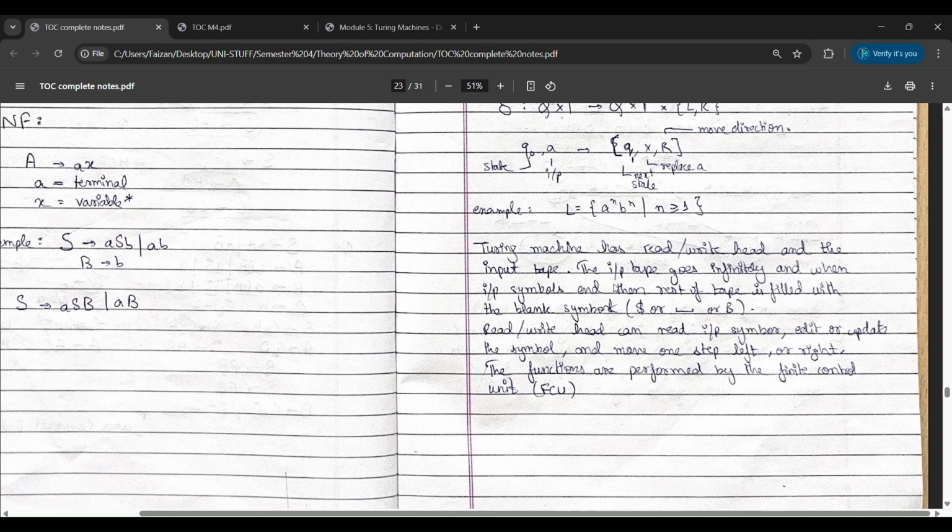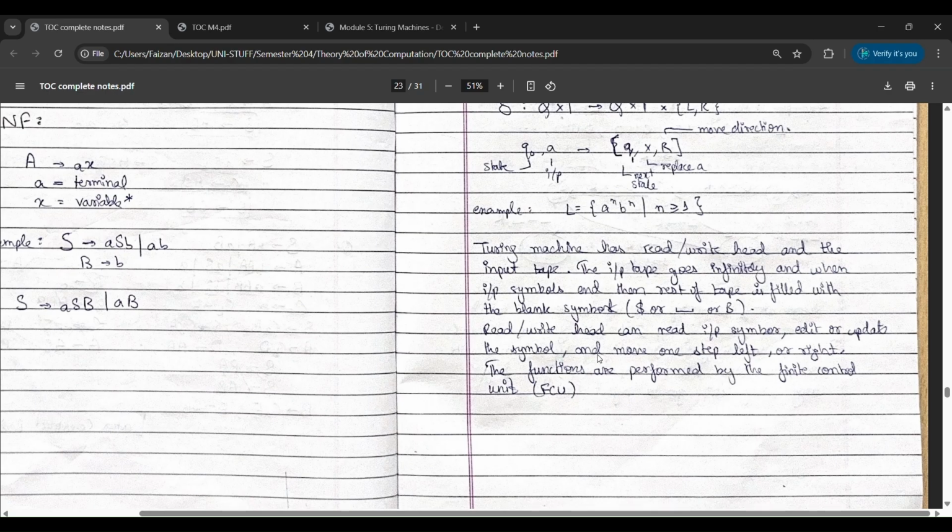Yeah, so this basically means that you have the input symbol and the rest of the tape is filled with blank symbol because it goes infinitely. The blank symbol can be this or B, or you can also use the dollar symbol. The read write head can read input symbols, edit or update the symbol. This is what I meant. You read and you can edit the symbols as well, the input, and it moves one step to the left or to the right.